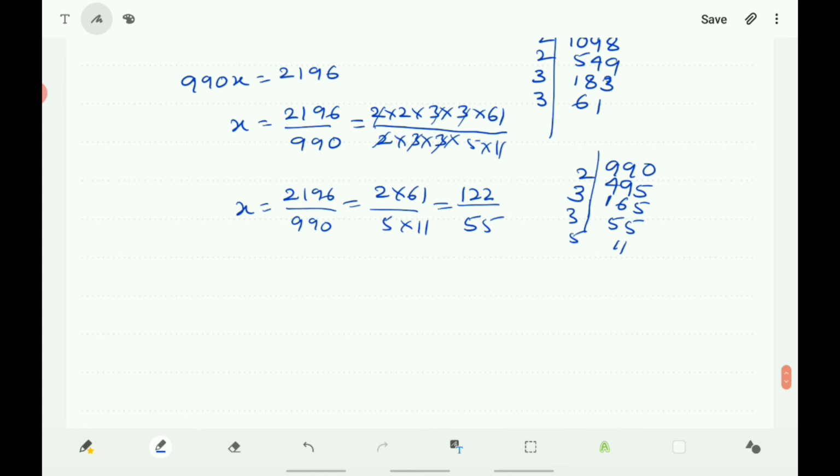Therefore you can write that 2.218 is equal to 122 by 55.